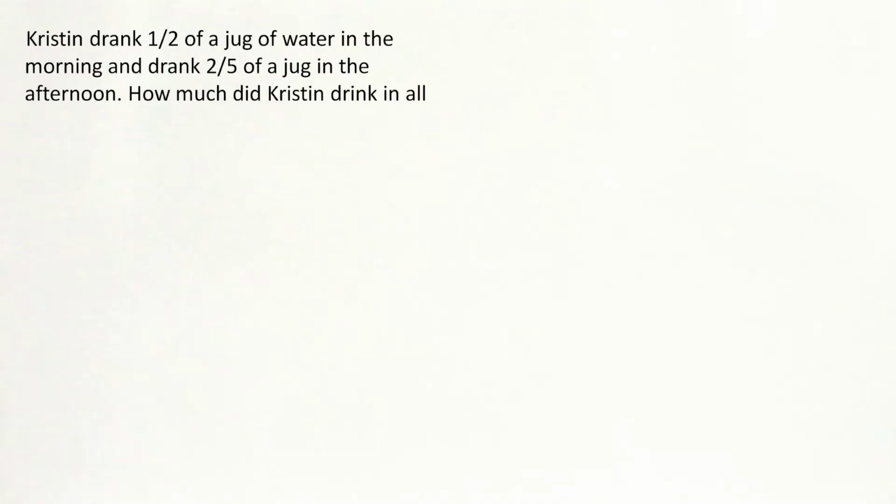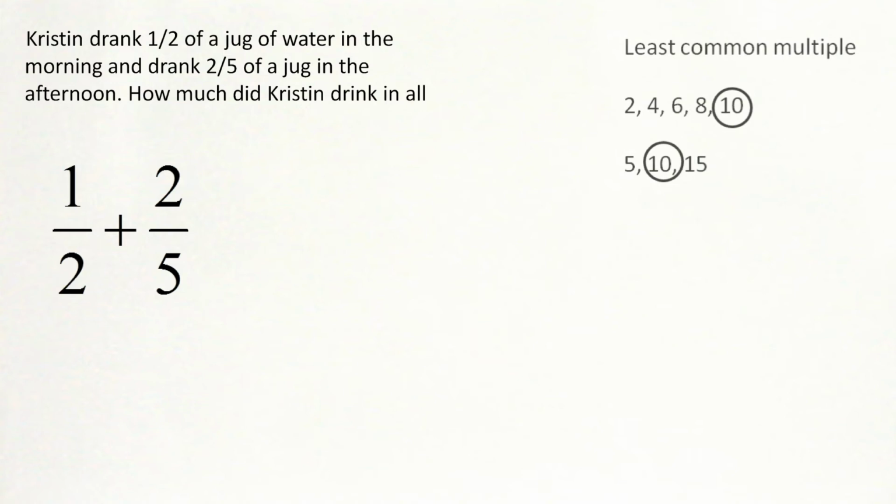So the first thing we want to do with this problem is to write it in equation form, and we get 1/2 plus 2/5. The second thing we want to do is find a common denominator or a common multiple between the numbers 2 and 5. An easy way to do that is to list the multiples of both 2 and 5. So the multiples of 2 are 2, 4, 6, 8, and 10. And the multiples of 5 are 5, 10, and 15.